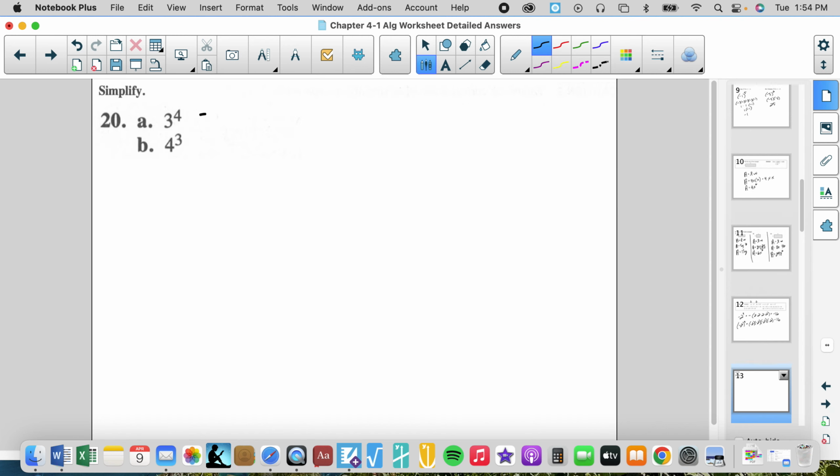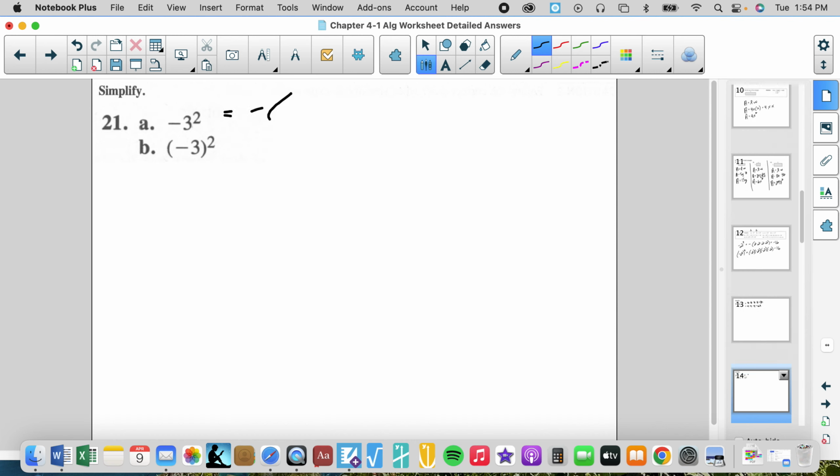So be aware. That's 3 times 3 times 3 times 3, which is 81. This is 4 times 4 times 4, which is 64. This is going to be the opposite of 3 times 3, which is negative 9. This is negative 3 times negative 3, which is positive 9.